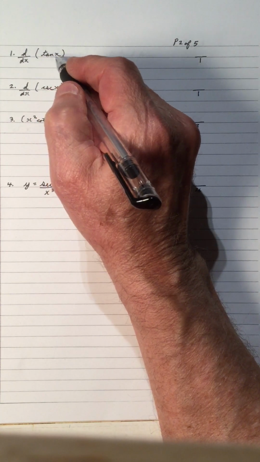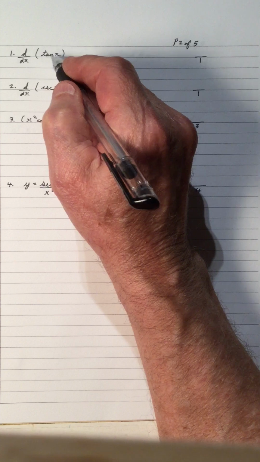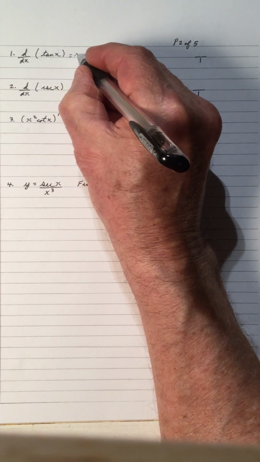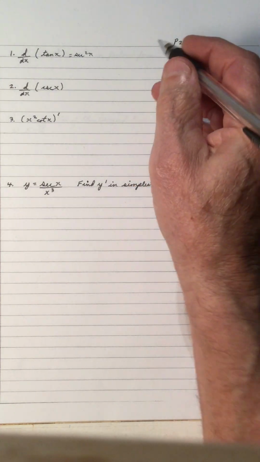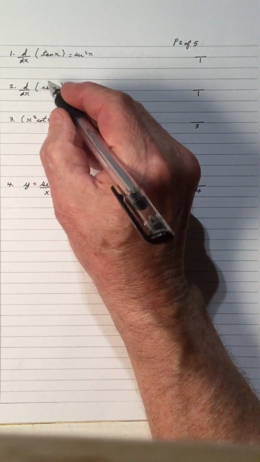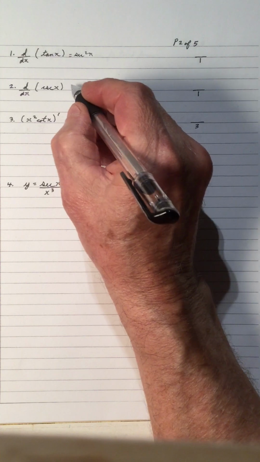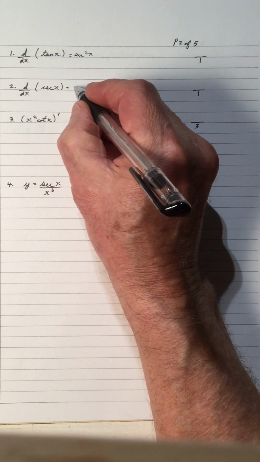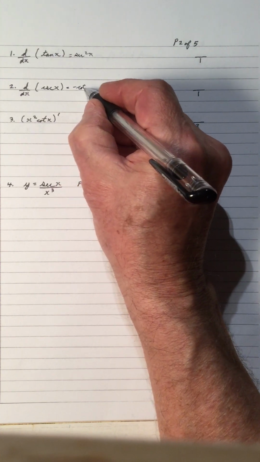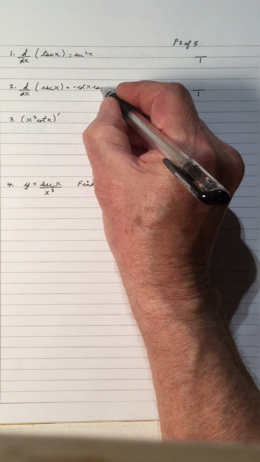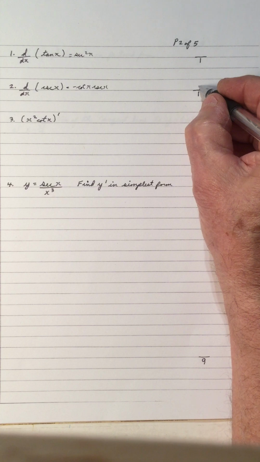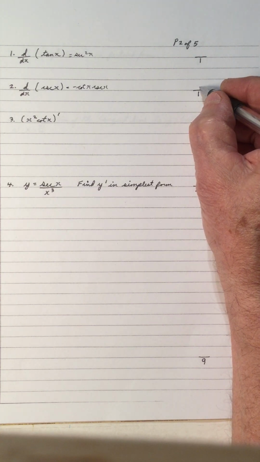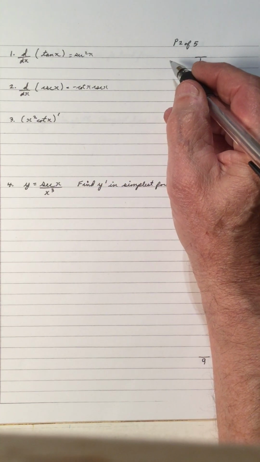d/dx of tan x, the derivative of tan x, is secant squared. Give yourself a mark if you have secant squared. d/dx of cosecant x, the derivative is negative cot x cosecant x. And again, these are learned, memorized. Give yourself one mark if you have that answer.